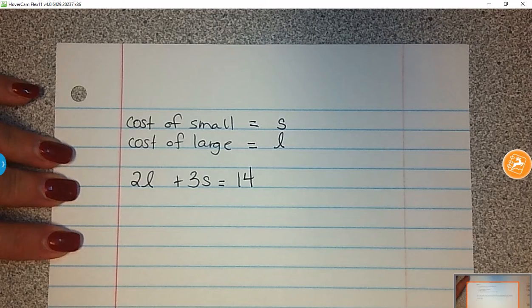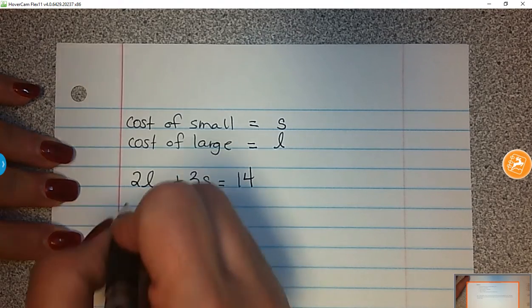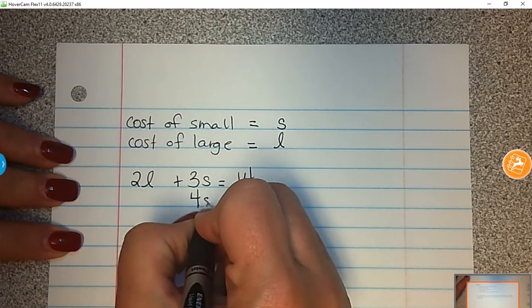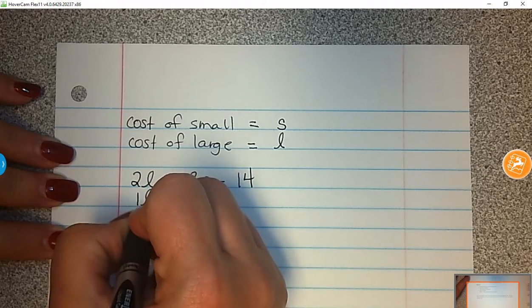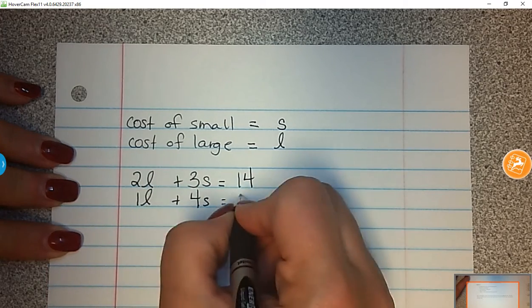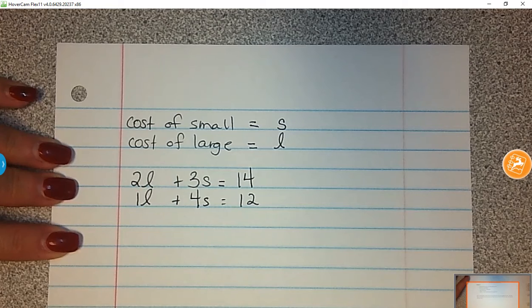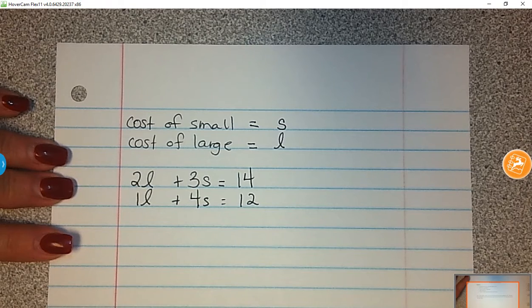On day 2, she goes back and she buys 4 smalls and 1 large, and it costs her $12. Make sure when you write those that you line your variables up. Okay. And then it's just a system of equations to solve.